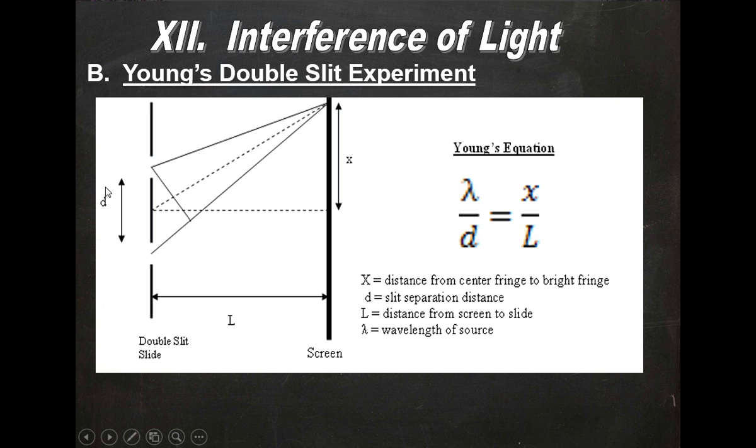Well, let me go over each one of these variables here. d represents the distance between those two slits. Lambda represents the wavelength of the light source. And x represents the distance between that center fringe that you saw, that bright fringe, and the next bright fringe. In between there was a dark fringe. L represents the distance from the double slits to the screen that's capturing the light.